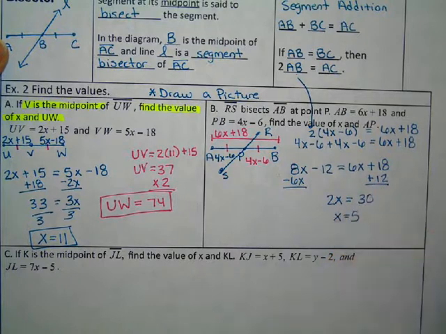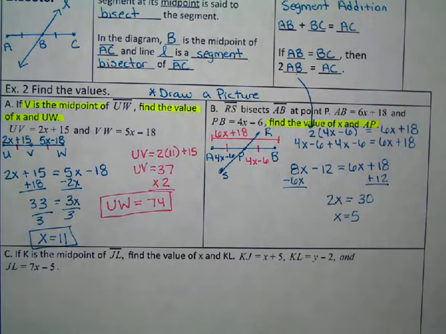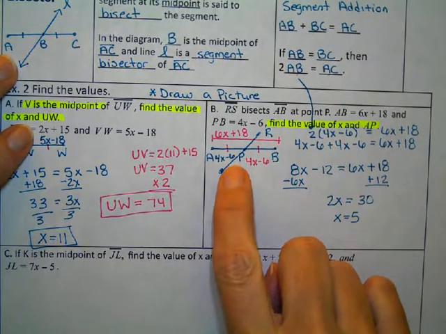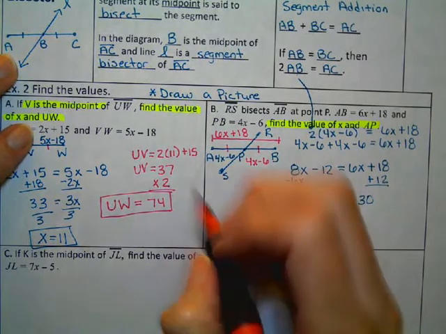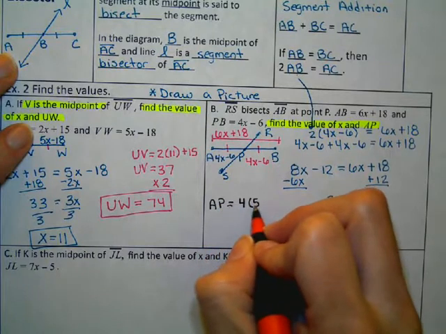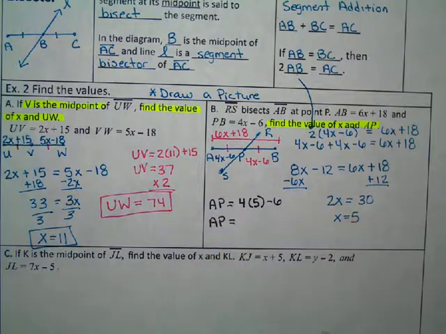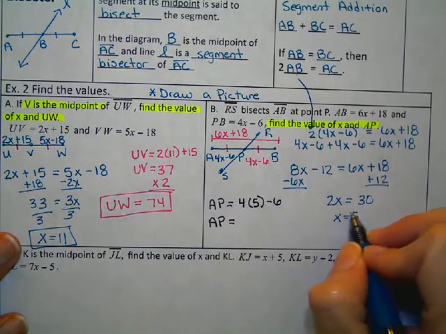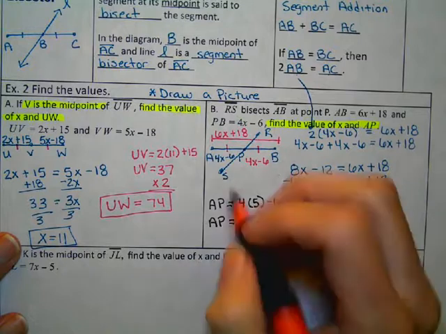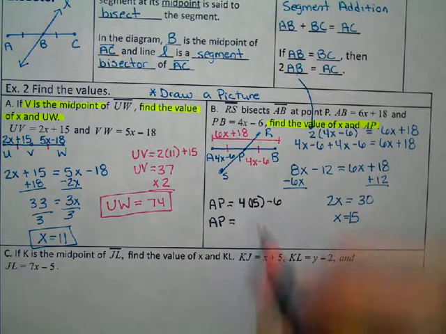This one says, find the value of x and AP. So remember, AP is the same length as PB. So we're going to say AP equals 4 times 5 minus 6. That would be 20. Whoops, I did something wrong. It's supposed to be 15. 30 divided by 2 is 15. So 4 times 15 minus 6. That's a much bigger number, Miss Campbell. So 60 minus 6 is 54.